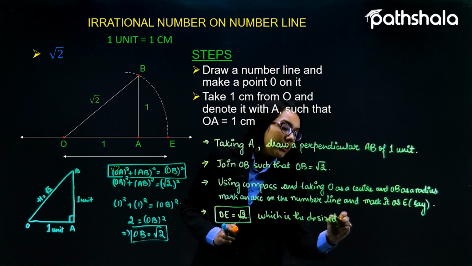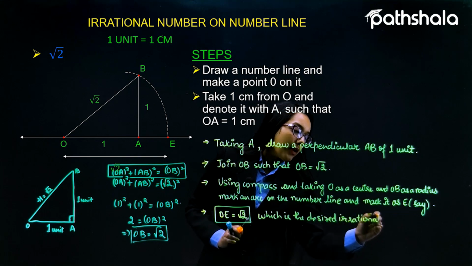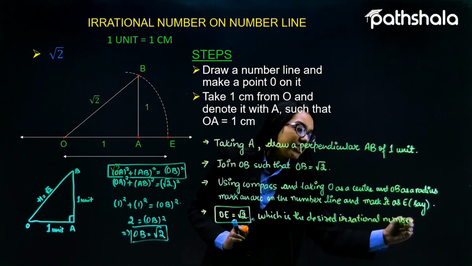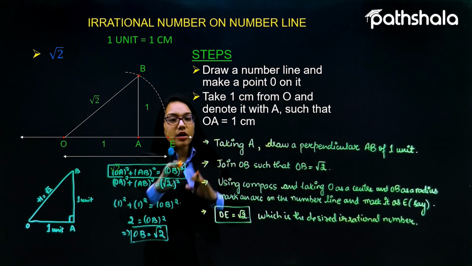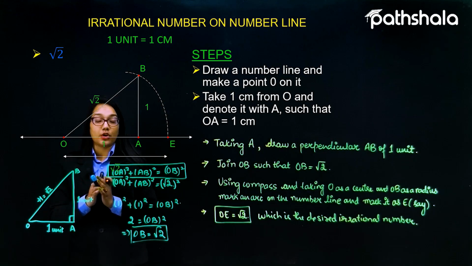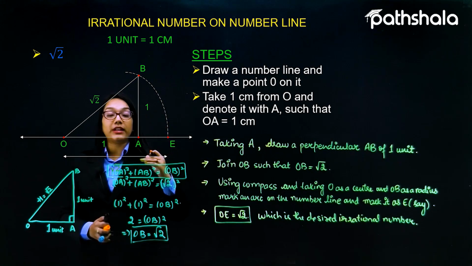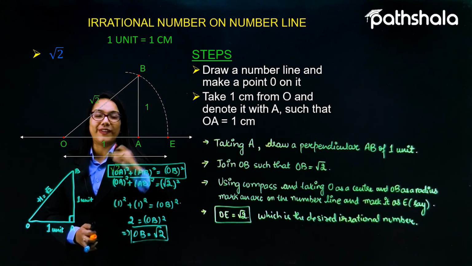irrational number, which is the desired irrational number. So this is all about representing root 2 on the number line using the Pythagoras theorem. I hope all the steps related to the representation of root 2 on the number line are clear to you.